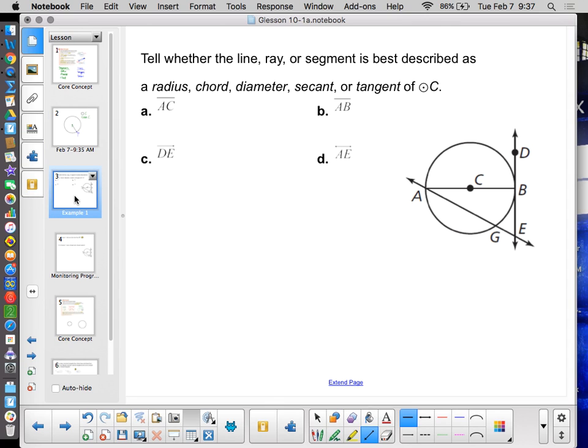A good portion of what we're doing today is just identifying what is it. Is it a segment, or is it a chord? Is it a diameter, radius, secant? So finding and noting what's going on. Segment AC. The segment starts at A and goes to C. What do we call that? Obviously, endpoints are on the circle and at the center. That is a radius. Segment AB, two endpoints on the circle. That could be a chord. Oh, but it goes through the center, making it a diameter.